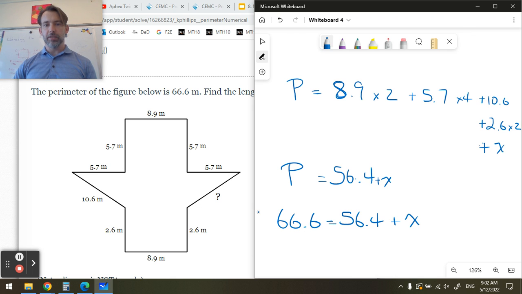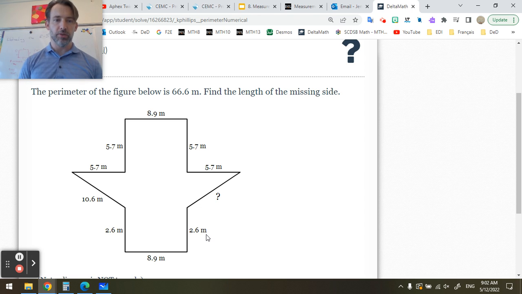And so here x must be 10.2 if I subtract 56.4 from both sides. So this is 10.2. And it likes that. So notice it's not exactly the same thing as that. It's different, and they did that to trick us. So don't just assume. You have to check.